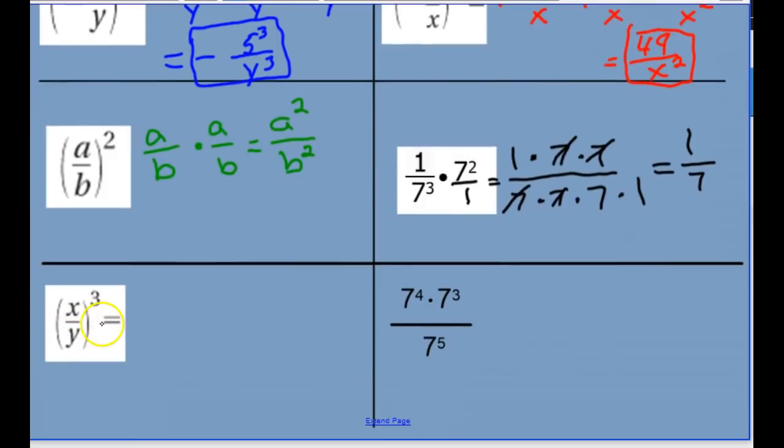Down here in our parentheses we have xy. So we have xy in our parentheses. The exponent tells us how many we have. It says we have 3. I'm going to write it 3 times. So if we count these up, we have 3 x's, so x cubed, or x to the third, and we have 3 y's, so y cubed, or y to the third.